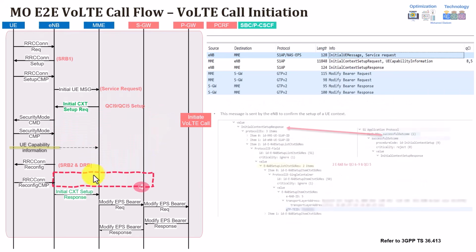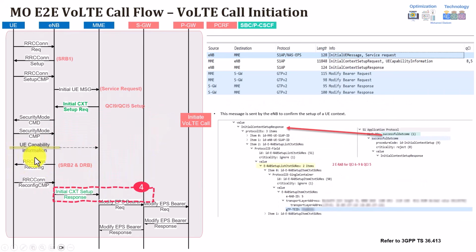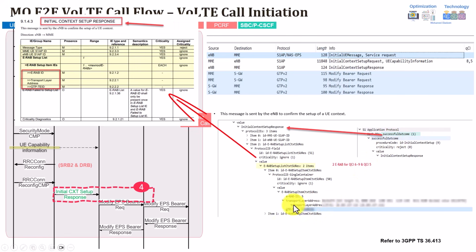So now, after that part, the rest has the same information, so I'll not cover it again. I'll jump directly to the initial context setup response, and this is very important as well. This one will first tell us this is a successful outcome. It's being successful. And within this part, you will find something called E-RAB setup items, right? For example, here, which is E-RAB ID 5, and also we have E-RAB ID 6, for example. Both of them will be sent in that part, if you open the other one as well. And it will tell them this is my tunnel endpoint for E-RAB ID 5.